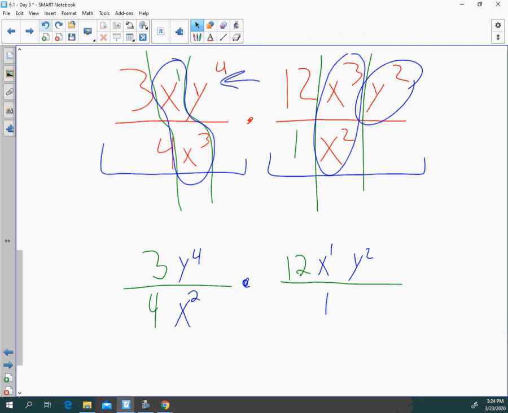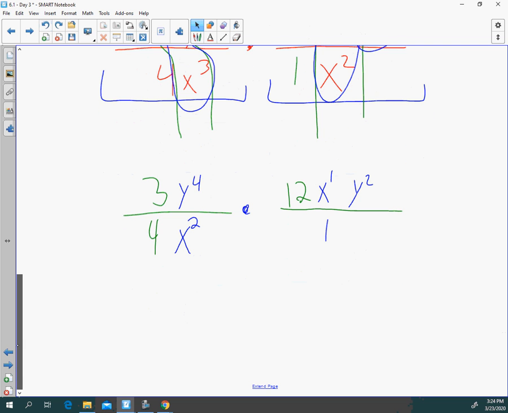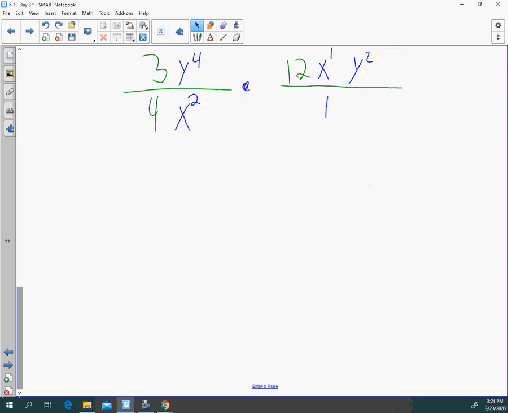From this point, now we're going to just combine stuff. Okay? Like I said, there's a lot of different right ways to do this. What I would do is I would just multiply the numbers. I would just do all the numbers first. So that's really 3 times 12. We know what 3 times 12 is.